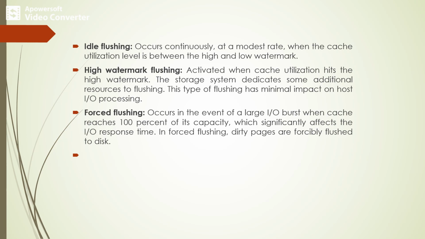So first we'll take ideal flushing. In the case of ideal flushing, the cache utilization level is located between high and low watermark level. Next we'll take high watermark flushing. High watermark flushing is activated whenever the cache utilization level hits the high watermark level.